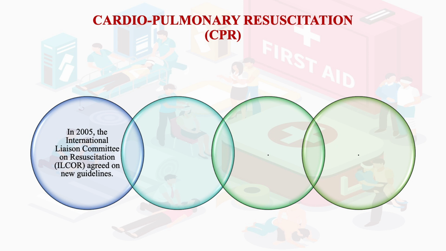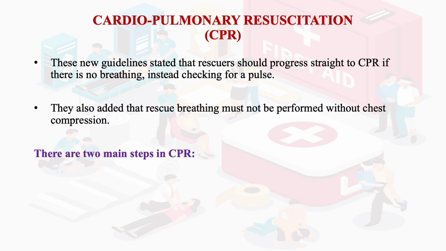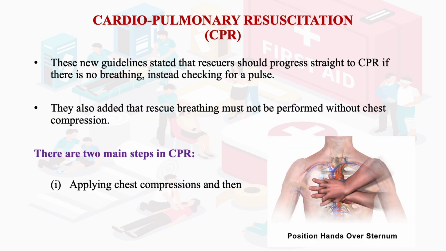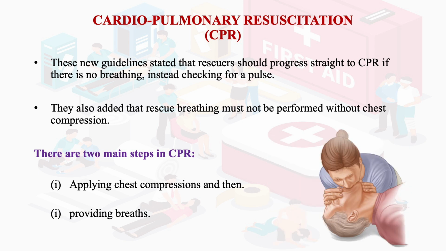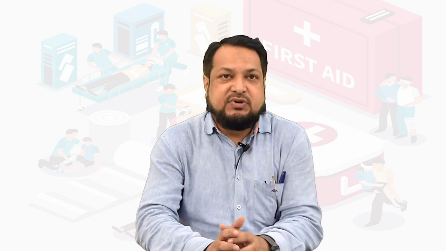In 2005, the International Liaison Committee on Resuscitation agreed on new guidelines. These new guidelines stated that rescuers should progress straight to CPR if there is no breathing, instead of checking for a pulse. They also added that rescue breathing must not be performed without chest compression. There are 2 main steps in CPR: applying chest compression and then providing breaths. Now these 2 steps need to be discussed explicitly.